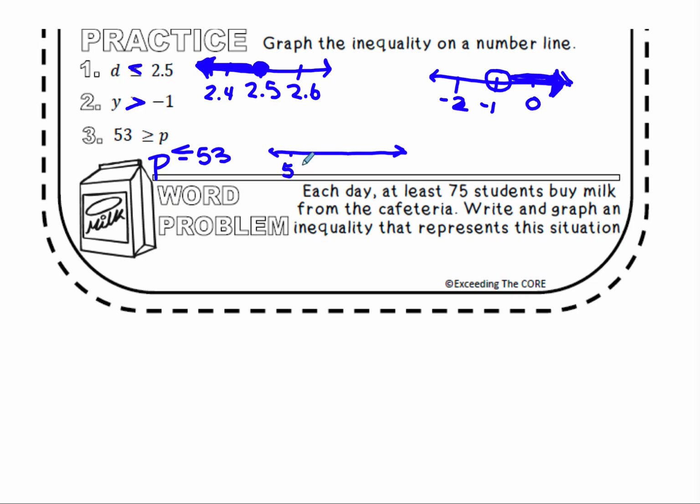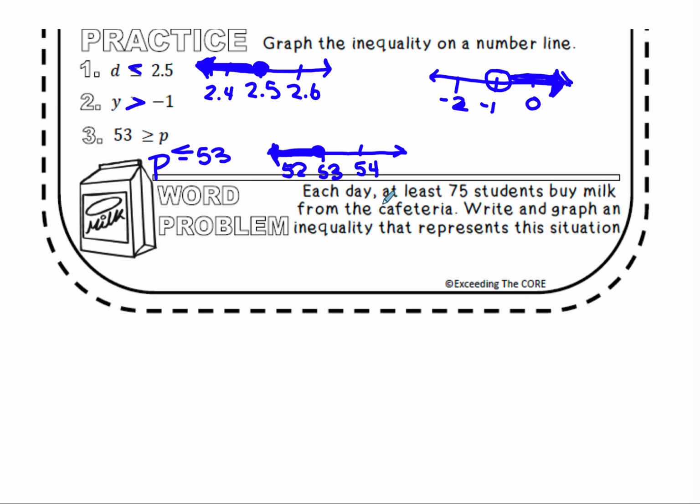52, 53, and 54. 53 is a closed circle because 53 is a possible solution. Shaded to the left. Either way you look at that inequality, if I take 52 and put it in, it would be true. 53 is greater than or equal to 52, or 52 is less than or equal to 53. So yes, I've shaded the correct way.